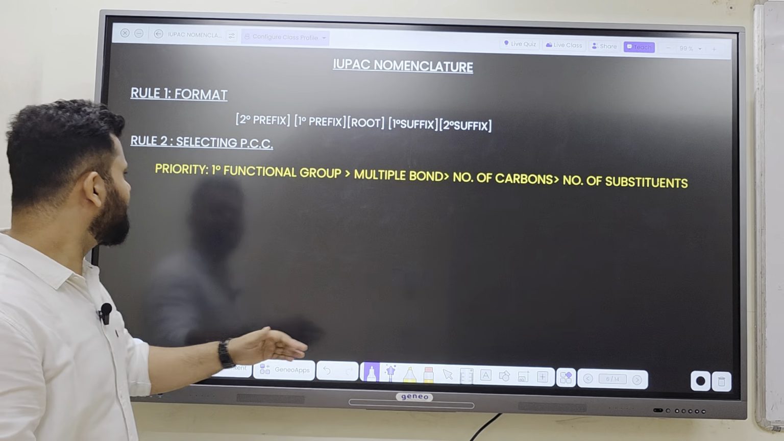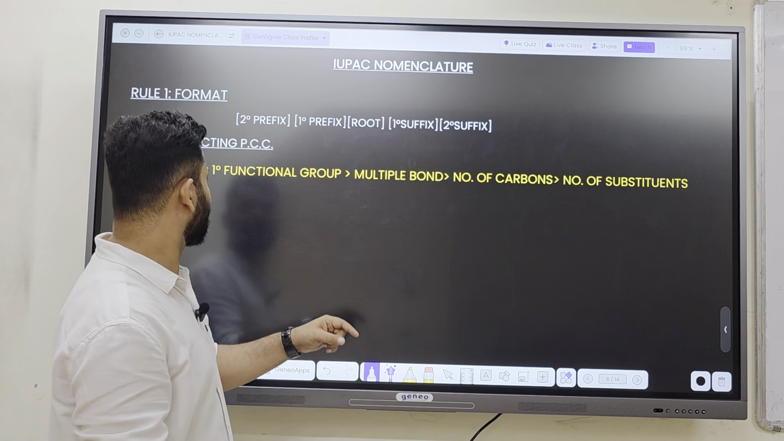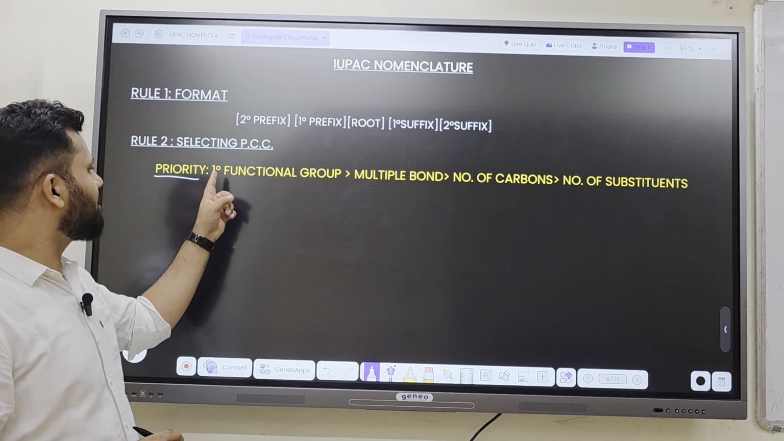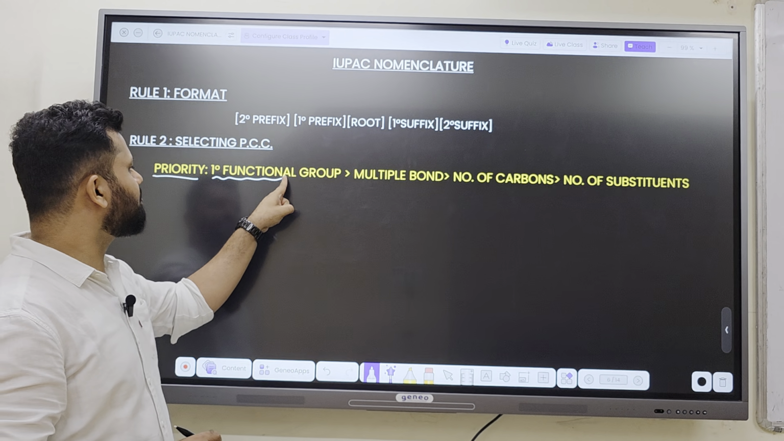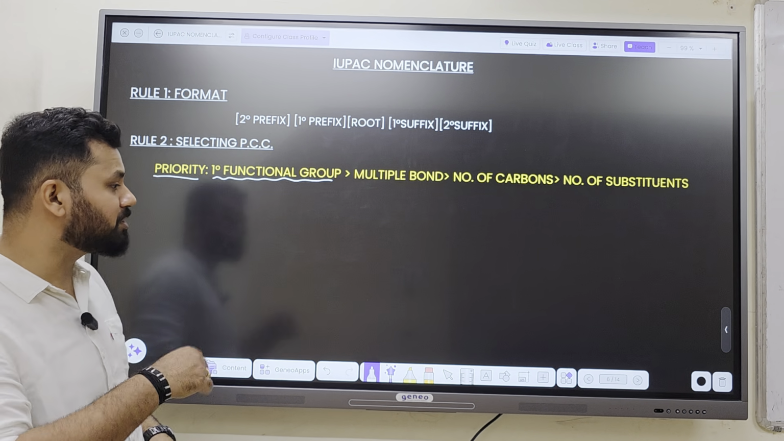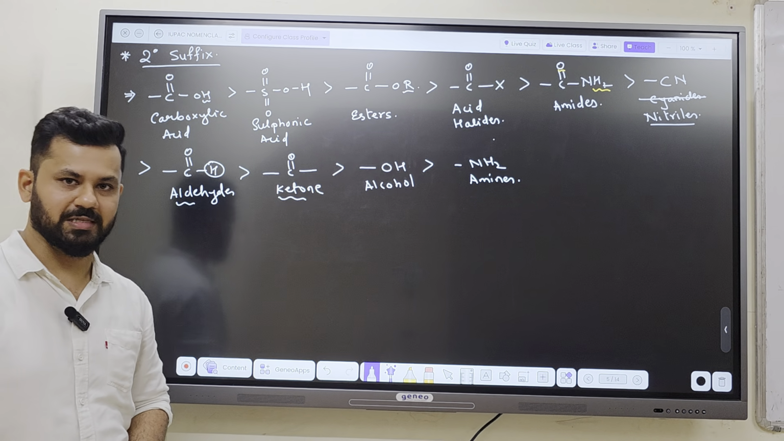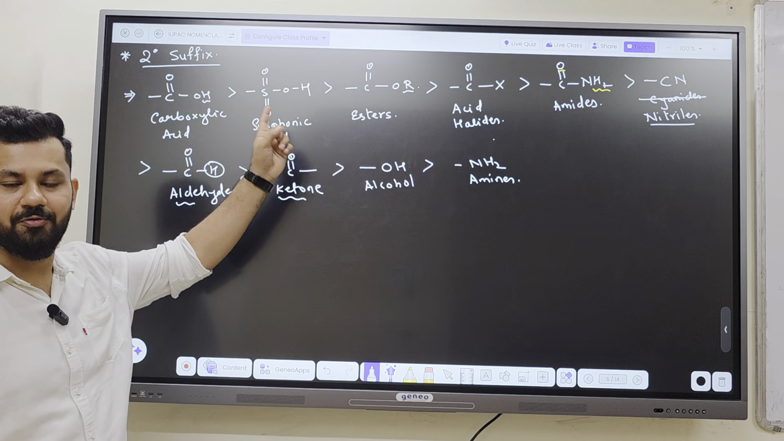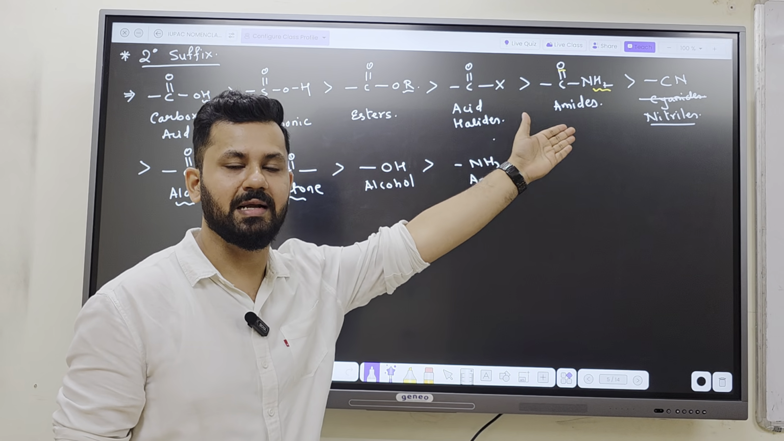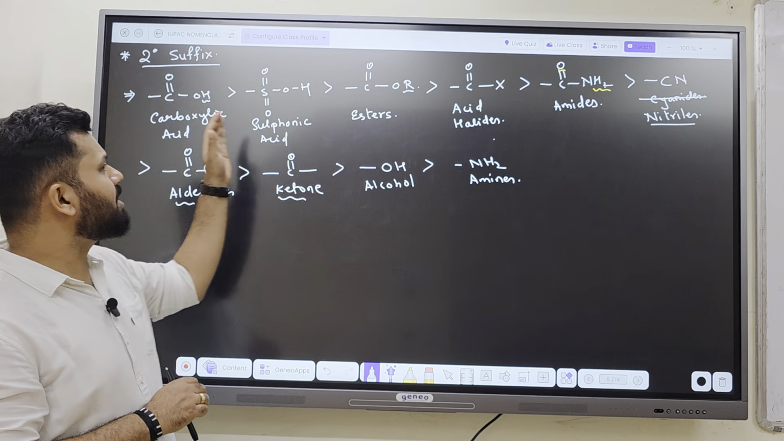Before we start, we need to make ourselves familiar with the priority order that we are going to follow when selecting the parent carbon chain. As per the priority order, we must give first priority to the primary functional group. What are the different functional groups? We have already discussed them in our previous class. For example, carboxylic acids, sulfonic acids, then esters, then acid halides, then amides, nitriles, and so on. Now this is the priority order.